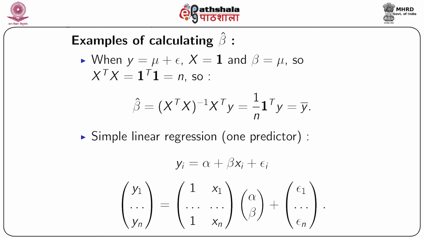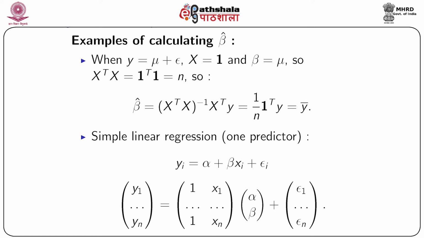So in case of a simple linear regression, when we have one predictor, then y_i equals alpha plus beta x_i plus epsilon_i, which can be written in the vector form as a vector of responses y1, y2, ..., yn. Then we have the X matrix, where the first column is of only ones, which corresponds to the intercept, and the second column corresponds to the values of the X variable or the independent variable.